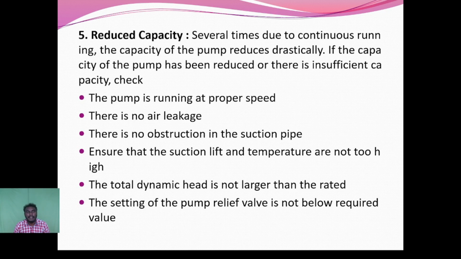These are the causes of reduced capacity and losses. The pump is running at the proper speed; we have to run the pump at the proper speed. There is no air leakage in the pipe. The third point is that there is no obstruction or strainer blockage in the suction pipe.